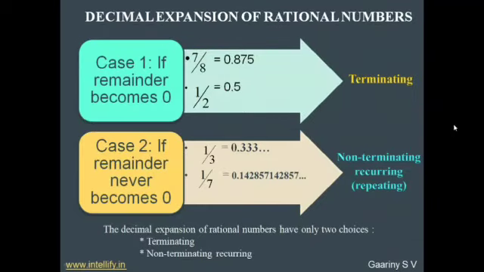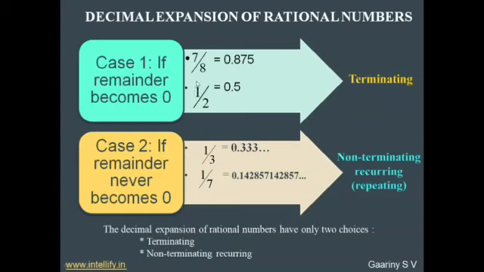Now, the decimal expansion of rational numbers. Here we have two cases. Case 1 is if the remainder becomes 0, and case 2 is if the remainder never becomes 0. In case 1, we just saw in the previous example that if we divide 7 by 8, the quotient is 0.875. Here the remainder turned 0 after some finite steps. The decimal terminated after some steps and it is not repeating.